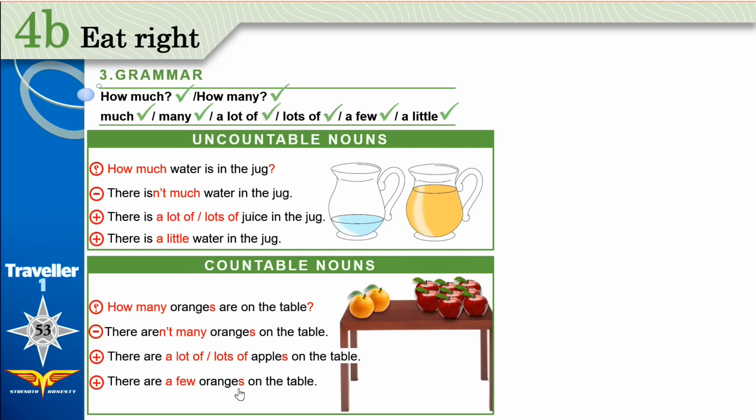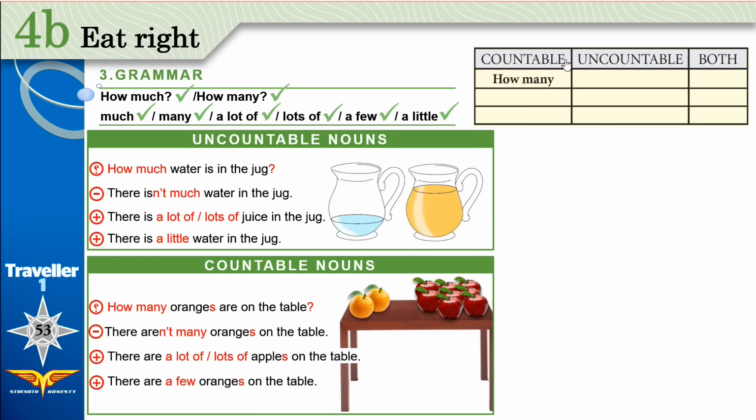There are oranges. Don't use is. Don't use singular, orange or apple. With uncountable, always singular. Water, juice. Always use is. There is. Okay? Okay. With countable, we use how many?